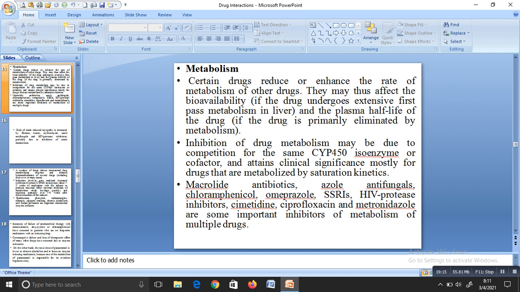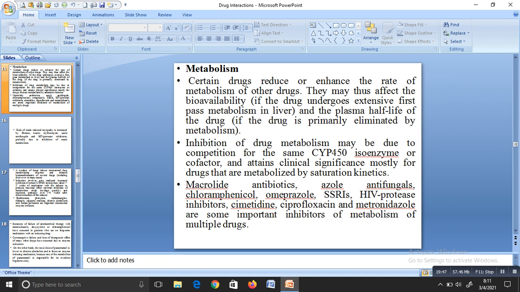Some drugs will be inhibiting the metabolism, so they will be accumulating in the body and it will be leading to toxicities. Drugs which inhibit the metabolism of other drugs are macrolides, azole antifungals, chloramphenicol. I hope you are not very familiar with these drugs, but you might have heard of them. The selective serotonin reuptake inhibitors will also be inhibiting the metabolism of drugs.